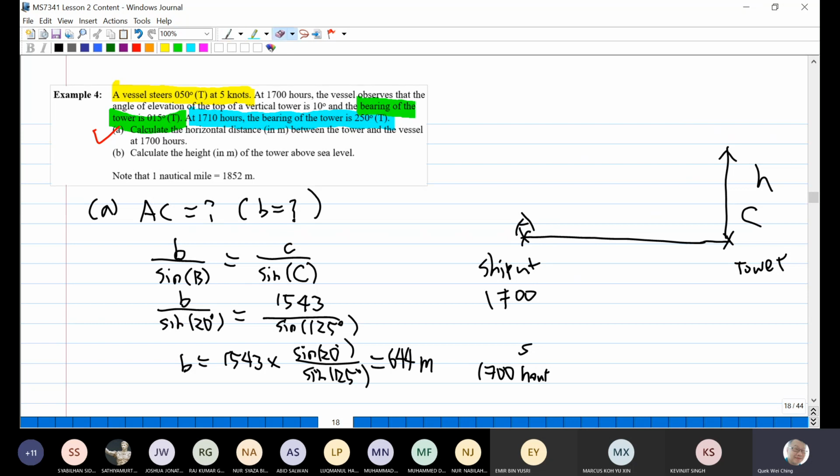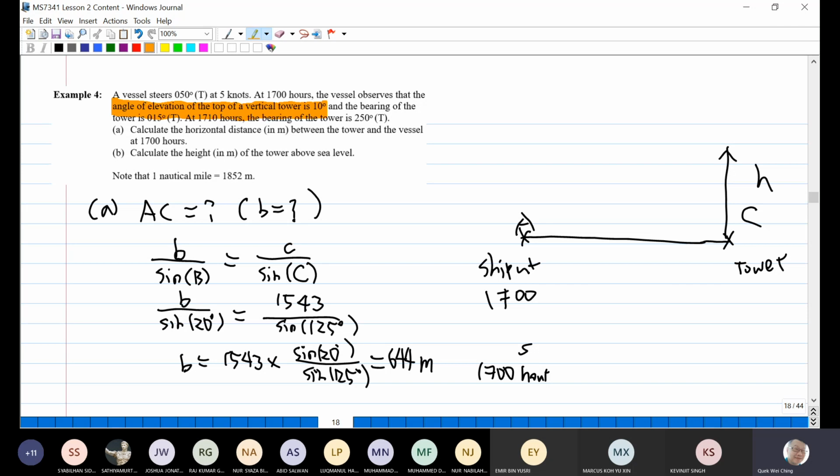It's a different question now because just now the triangle I drew is a bearing triangle. This time it's a different triangle. What the triangle is about is actually: observe at 5 o'clock here that the angle of elevation of the top of a vertical tower is 10 degrees. Okay, this is a statement now. So this is a different triangle, a physical triangle, not about bearing now.